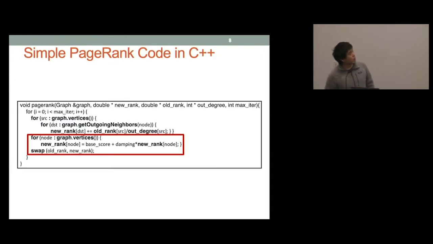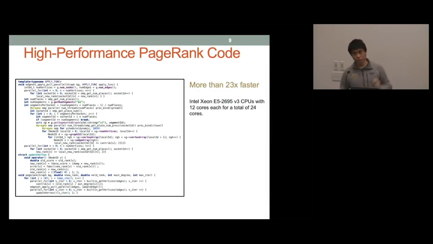Okay, so this is the C++ code. It works, it compiles, and it runs, but it's not very fast. If you want fast code, this is what the code looks like. So this is the multi-core CPU code for PageRank, which is more than 23 times faster than the code that you saw on the previous slide.